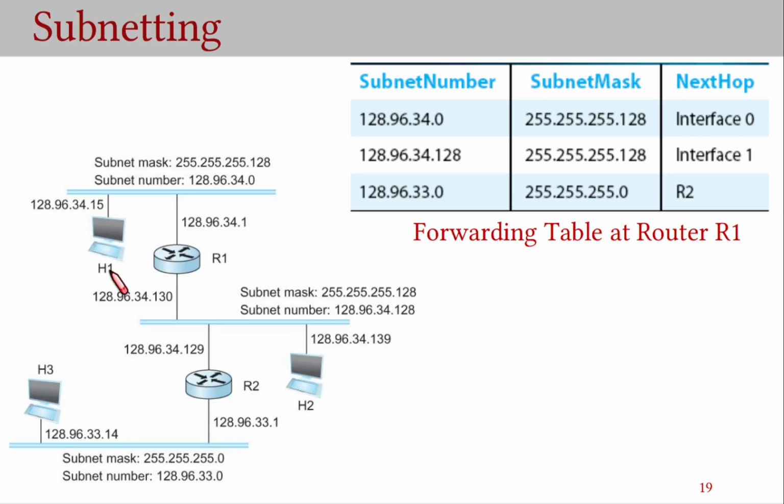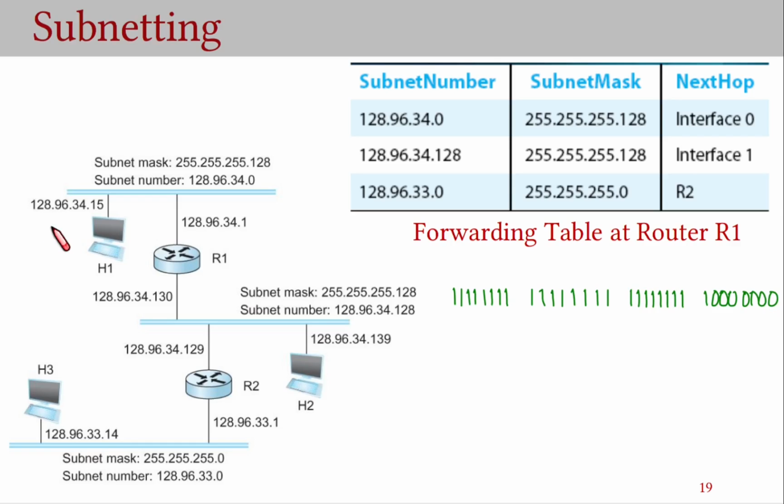And let's consider this host H1. So its IP address is 128.96.34.15, and on this subnet the subnet mask is 255.255.255.128. The bit pattern of this mask is first byte all ones, second byte all ones, third byte all ones, and in the fourth byte we have the first bit 1 and all the rest of the bits are 0.